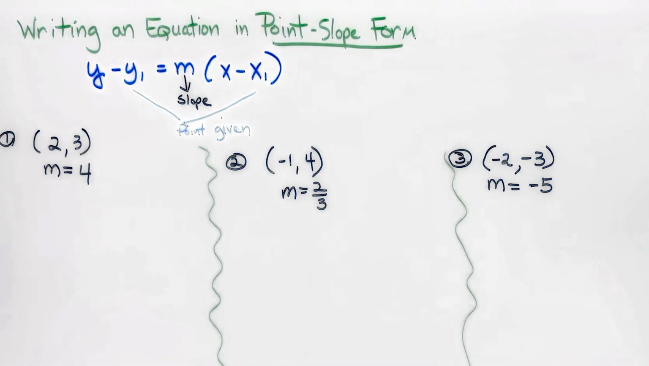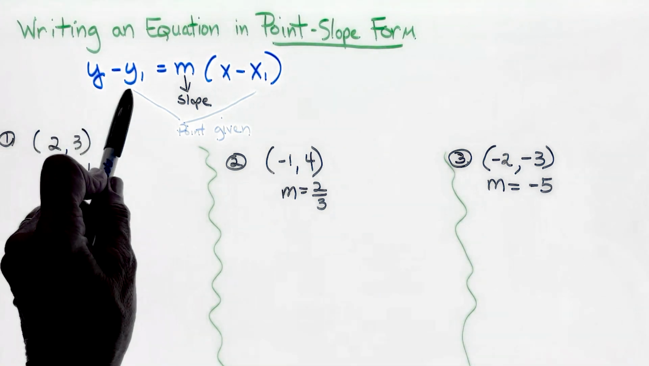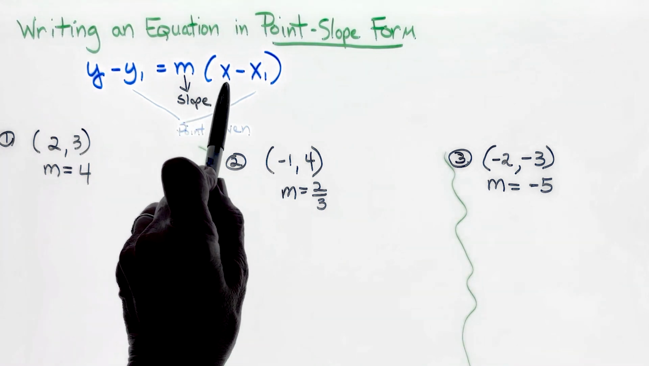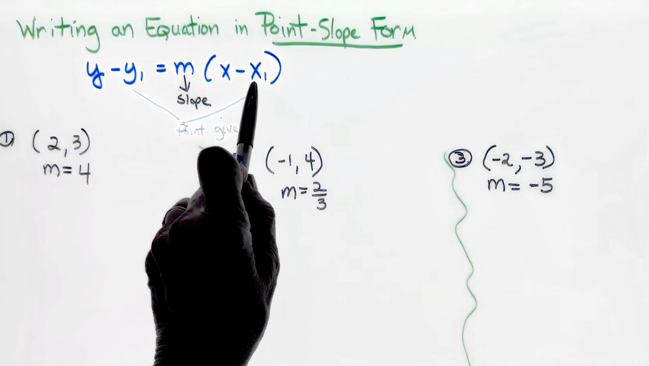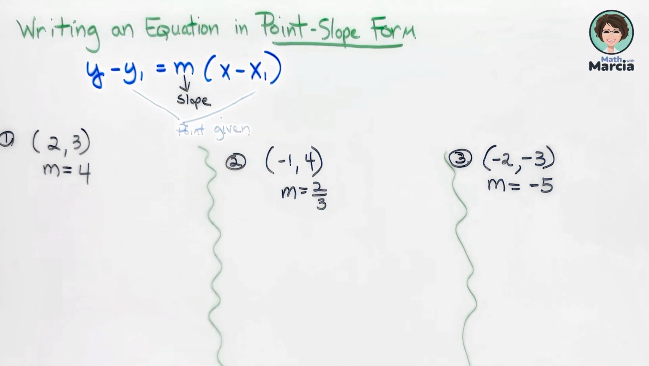In this lesson, we're writing an equation in point-slope form. The format of the equation is always y minus y1 is equal to m, which is the slope, times the quantity of x minus x1. So you're going to say, well, where's y1 and x1? They're just going to be giving you 1 point.